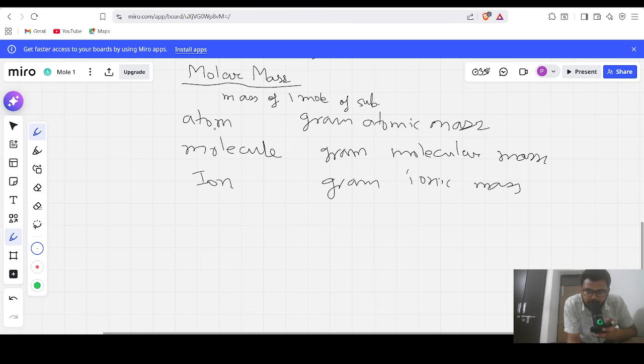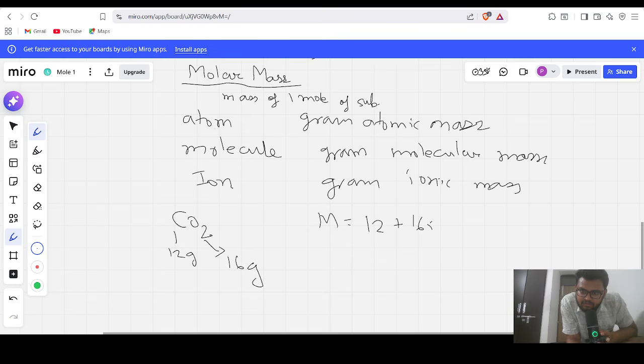These all are types of molar masses. So this is one concept we wrote. For example, we will take CO2. Carbon is 12 gram, oxygen is 16 gram. So what is its molar mass? It is 12 plus 16 into 2, which is 12 plus 32, which is 44. So 44 gram is its molar mass.